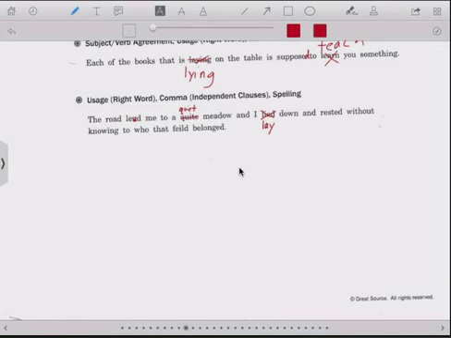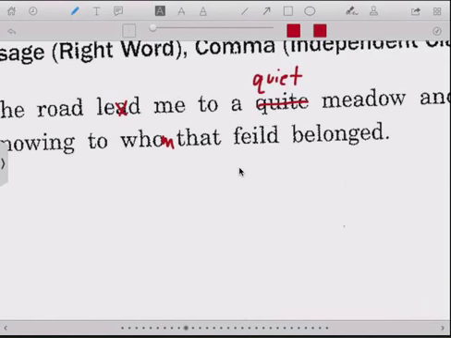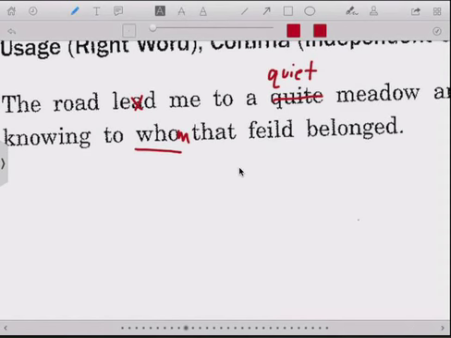And I lay down and rested without knowing to whom. Remember our he and him thing? Here, I could fit whom in here. Without knowing to, or gave it to him. So whom matches up with him. Field is IE. And I believe that's everything.